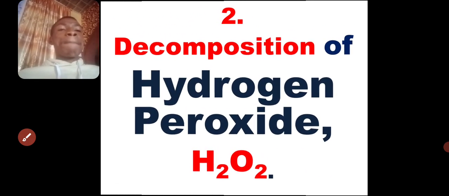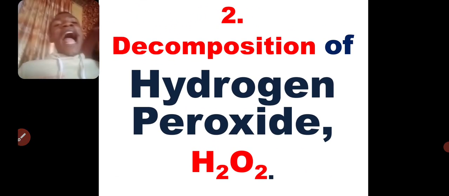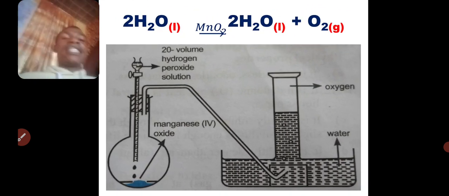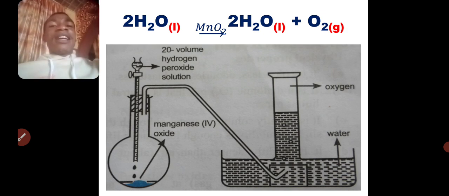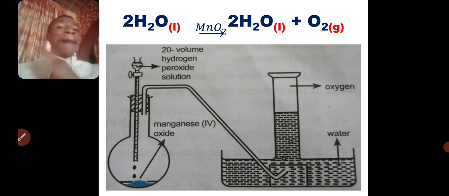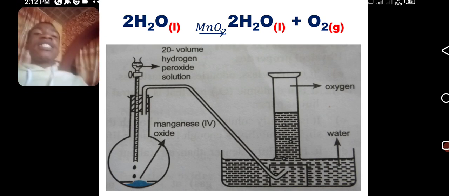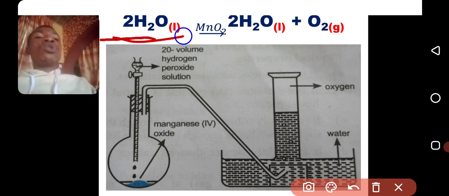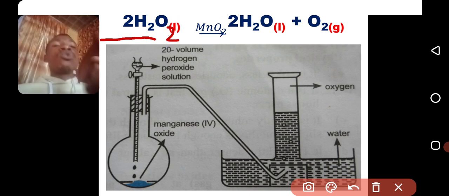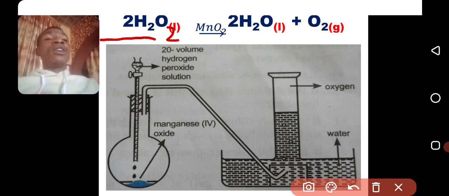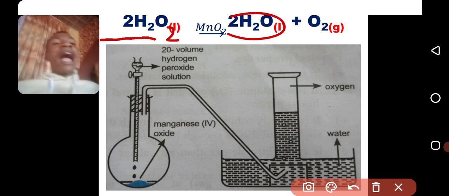Next, you can produce it from hydrogen peroxide decomposition. Put your hydrogen peroxide inside the round bottom flask. Ordinarily, without touching it, H2O2 will decompose by itself into oxygen following this chemical equation. H2O2 is supposed to be H2O2, not H2O. H2O2, when you leave it alone, will give you water and oxygen gas.